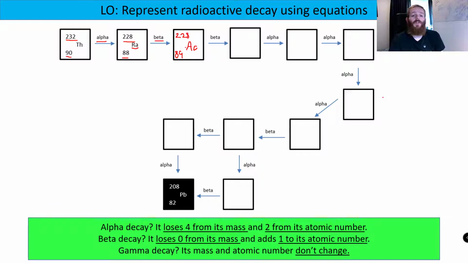What I want you to do now is pause the video and fill in the rest of those. Please use the green box at the bottom. You need to get into your head that alpha decay means 4 from the mass, 2 from the atomic number. Beta decay means the mass stays the same and the atomic number goes up by 1. And gamma decay means there is no change. Now, I'm not going to lie to you, there's no gamma decay on there. Whoever made this worksheet didn't put it in, but it doesn't matter. All you're interested in is alpha and beta, basically, because you'll remember that gamma, there's no change.